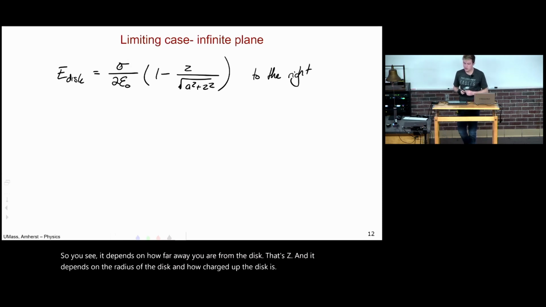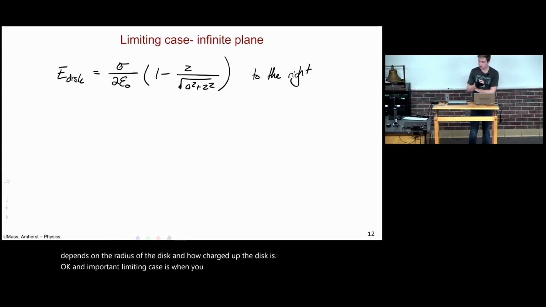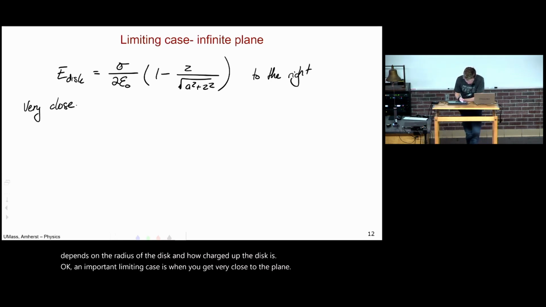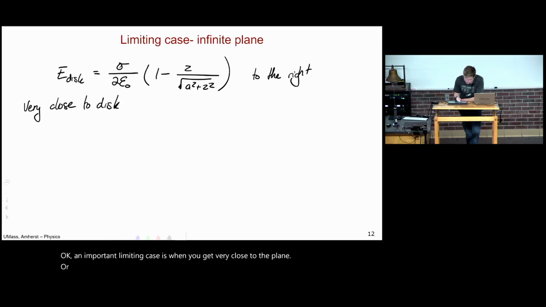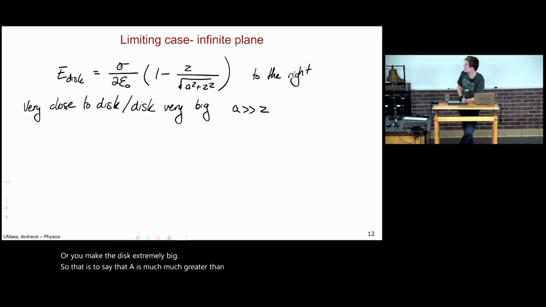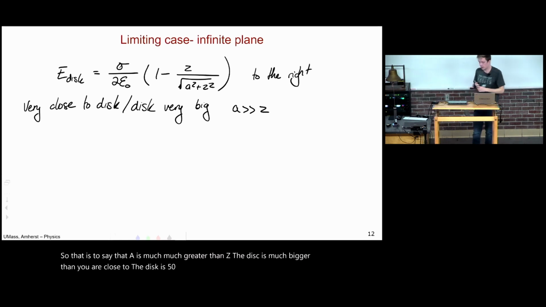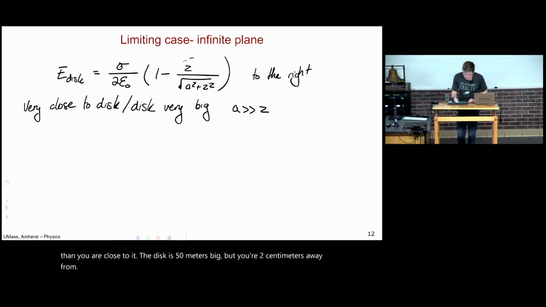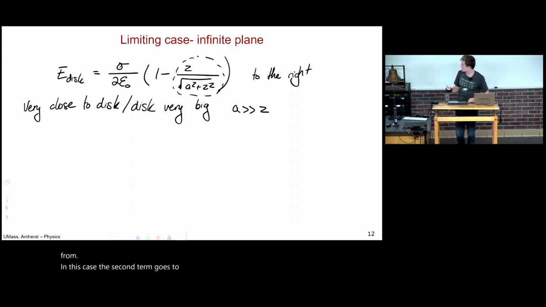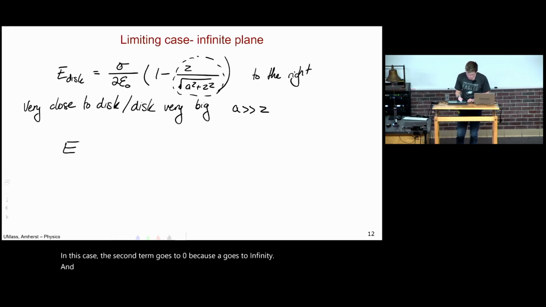Okay, an important limiting case is when you get very close to the plane, or you make the disk extremely big. So that is to say that A is much, much greater than Z. The disk is much bigger than you are close to it. The disk is 50 meters big, but you're 2 centimeters away from it. In this case, the second term goes to 0 because A goes to infinity. And you're left with this result.